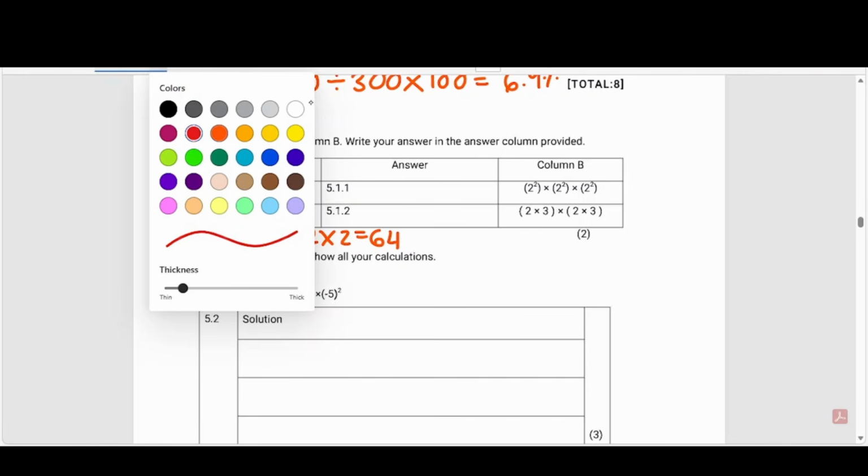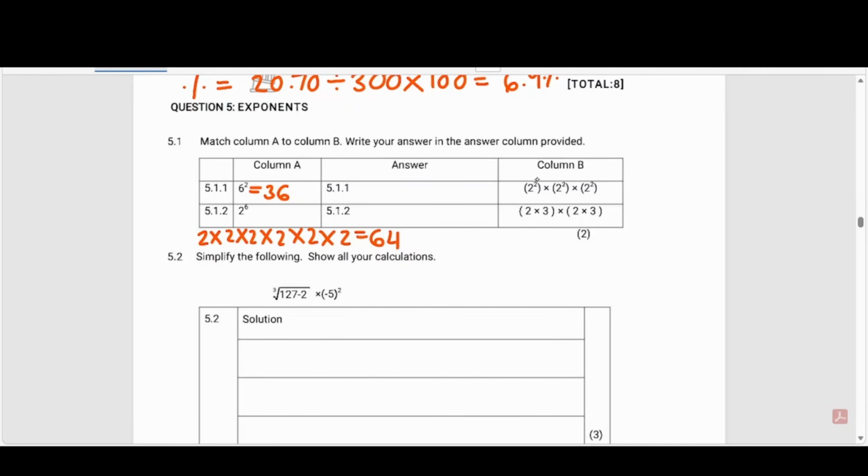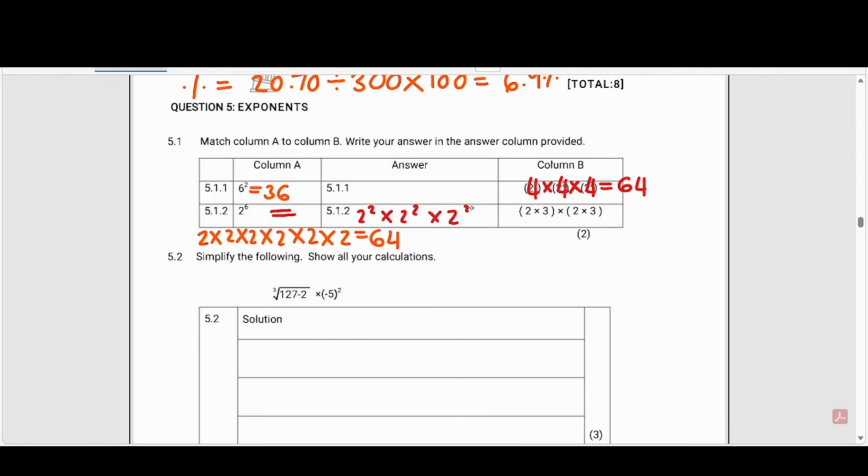And then on the other side, if we work them out, 2 squared is 4, times 2 squared, which is 4, times 2 squared, which is 4. So 4 times 4 is 16, times 4 is 64. So that is going to be the same as this one. So 2 to the power of 6 is 64. So this one, I don't think that's going to work like that. We have to write it like this. So 2 to the power of 6 is equal to 2 squared times 2 squared times 2 squared.